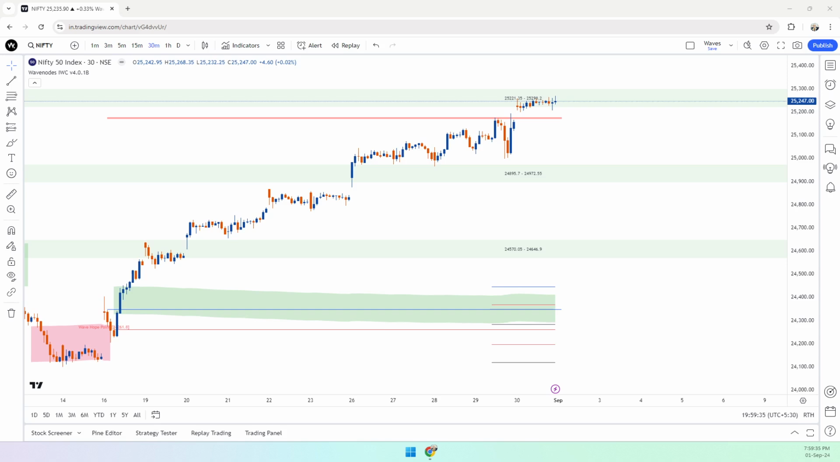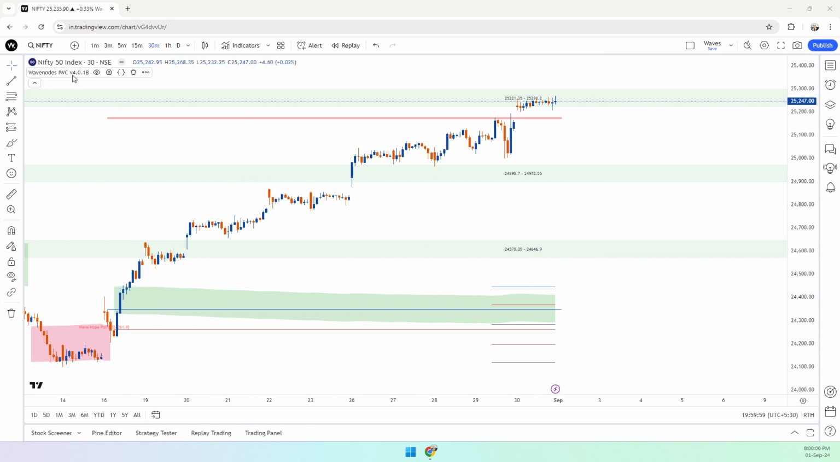Hi friends, a new version of Intelligent Wave Clouds, that is the cloud system, is now available: version 4.0.1b, b as in beta. This version can be applied by going to indicators, then invite-only scripts. If you have access to it, you can select Wave Nodes IWC and it will show on the chart something like this, the interface by default.